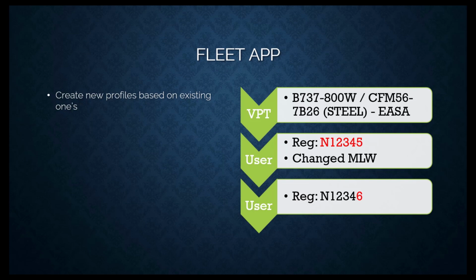So you'll be able to select a profile. Let's say here, for example, the 737-800 Whiskey on steel EASA, and you will be able to create a registration. So just take, for example, November 1, 2, 3, 4, 5, which now doesn't make much sense with the EASA version, but anyway, that's just an example, guys.